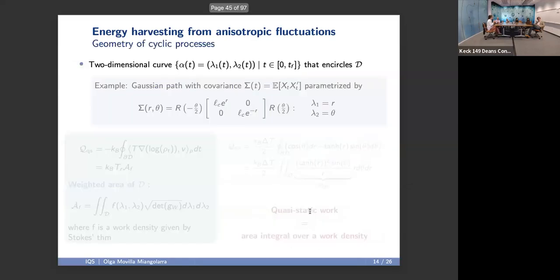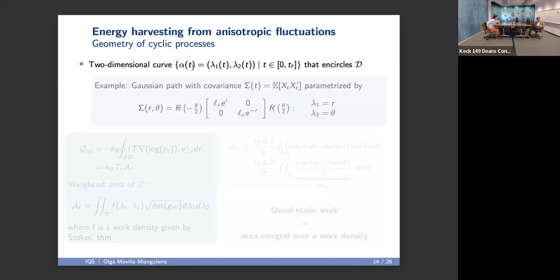So, okay, now let us consider a cycle. In particular, we're going to parameterize a cycle with this alpha, which we're going to assume only has two dimensions. This is a simplifying assumption. And this alpha is going to encircle a domain D. Now, this domain D is in the space of thermodynamic states, in the space of probability distributions.